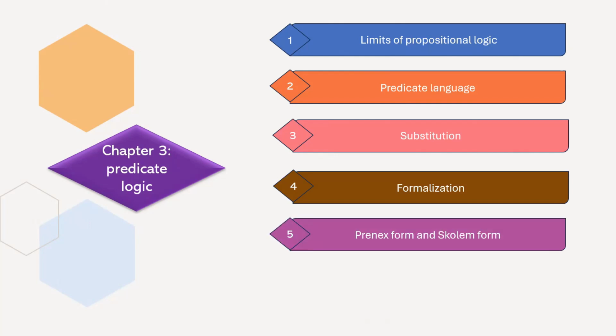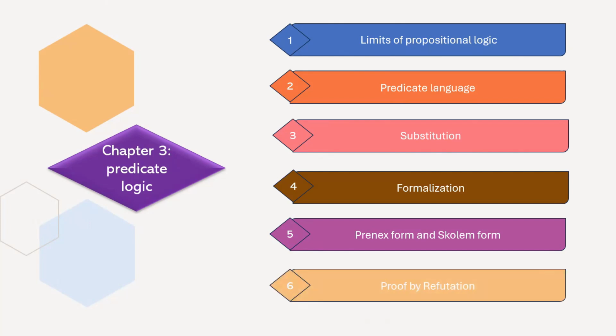In this section, we explore two important forms, prenex and Skolem form, that simplify logical formulas and make them easier to work with in formal reasoning. Finally, we learn proof by refutation, a method that assumes the opposite of what you want to prove and finds a contradiction.